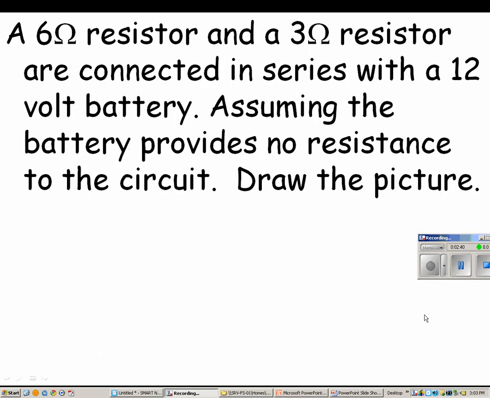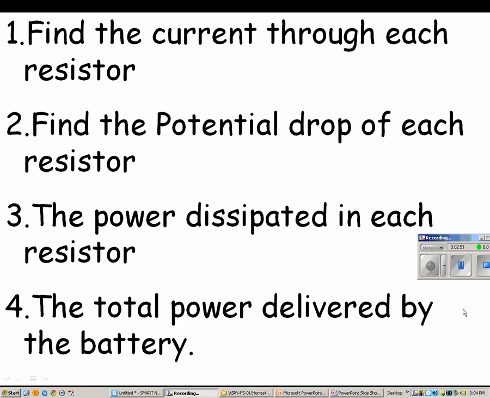So here's an example: a 6 ohm resistor and a 3 ohm resistor are connected in series with a 12 volt battery. Assuming the battery provides no resistance to the circuit, draw the picture. And we also want to find the current through each resistor, find the potential drop of each resistor, the power dissipated in each resistor, and the total power delivered by the battery. So if you go back to that previous screen and write down all those givens and draw that picture, you'll be all set.